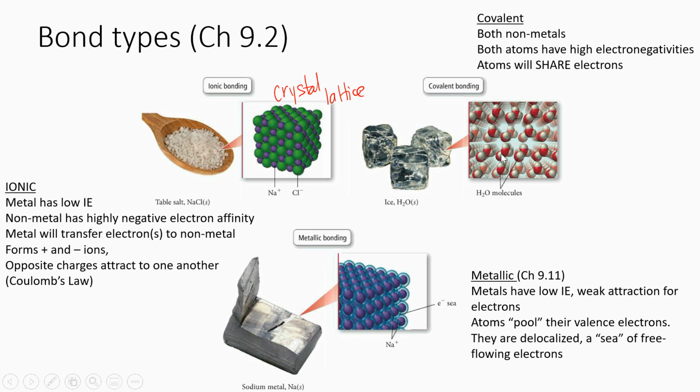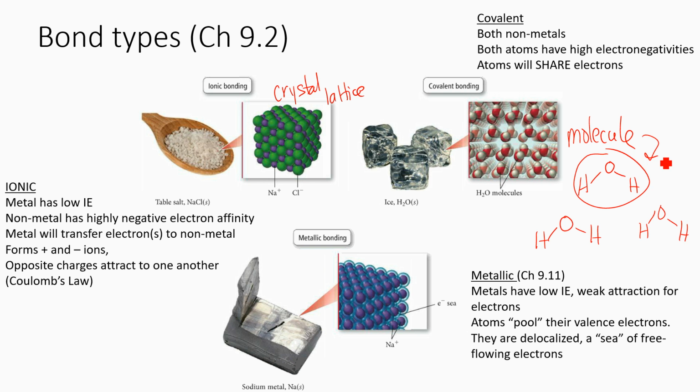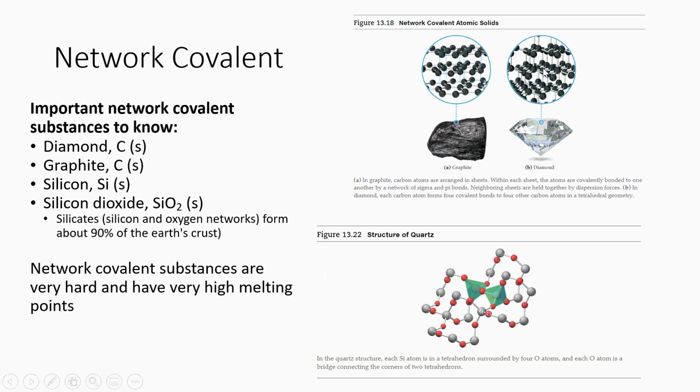Which is a little different than in water, which is an example of molecular covalent bonding, where what you have here is water molecules where the H's and the O's share electrons, but these waters are not bonded to each other. So these would be examples of molecules. Versus in a network covalent, there are no individual molecules. Everyone's bonded to everyone else. And some network covalent substances you should know would be diamond, graphite, pure silicon, and then silicon dioxide.